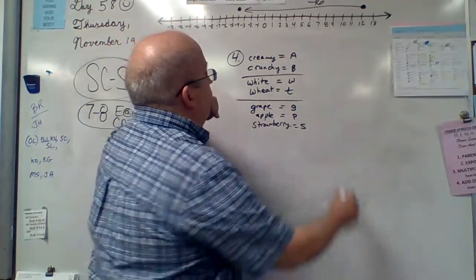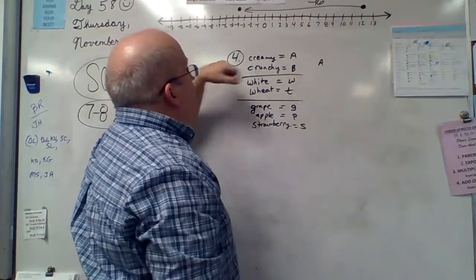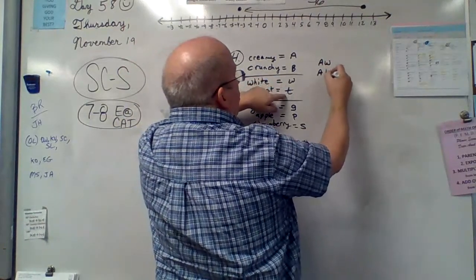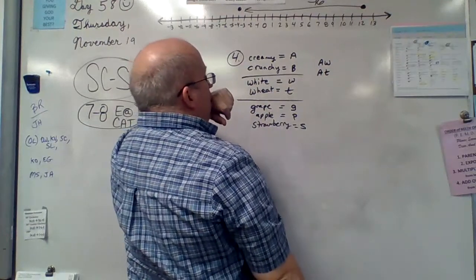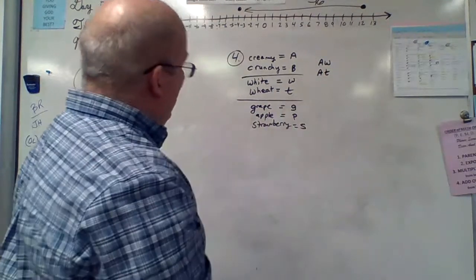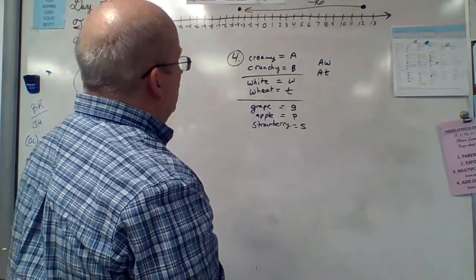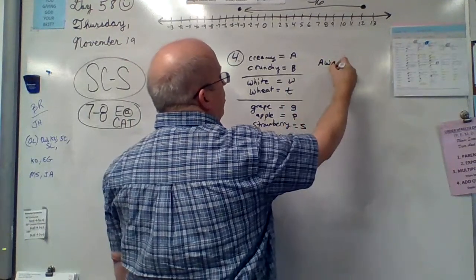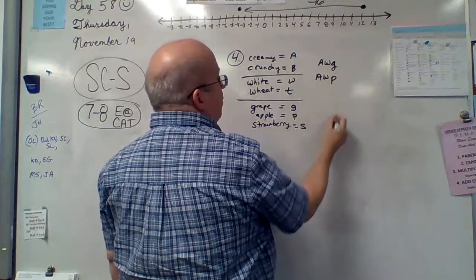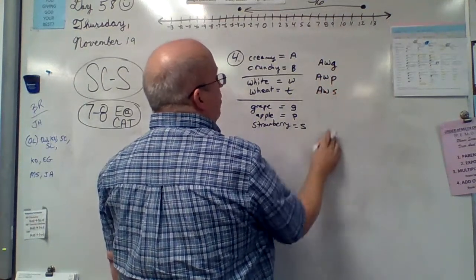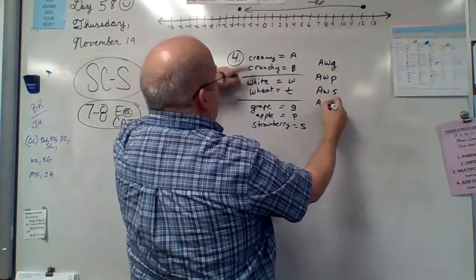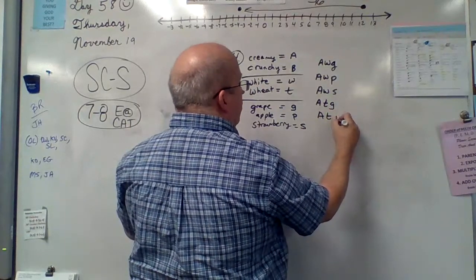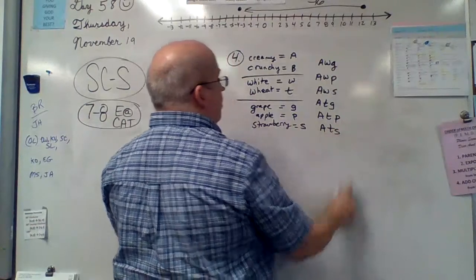How am I going to do this? Well, let's start with A. How many different ways can I have creamy peanut butter? I can go creamy peanut butter with white bread and creamy peanut butter with wheat bread, right? But I've got all these choices of jams, don't I? Yeah. So maybe I can go creamy white grape, creamy white apple, creamy white strawberry. But then I can also go creamy wheat grape, creamy wheat apple, and creamy wheat strawberry.